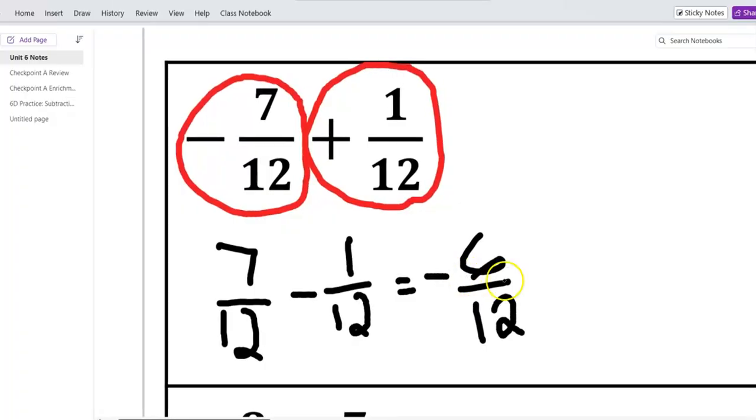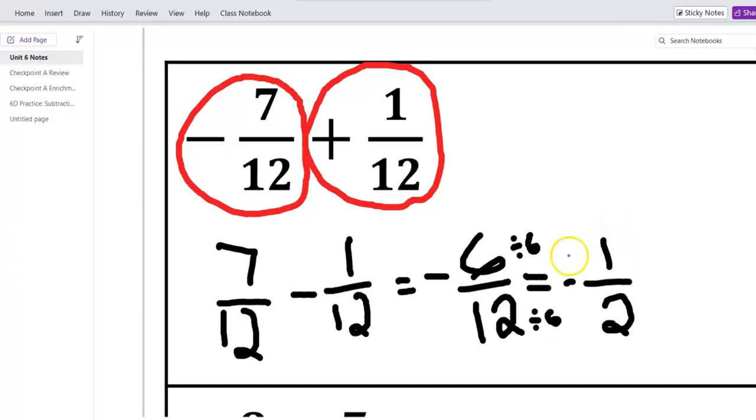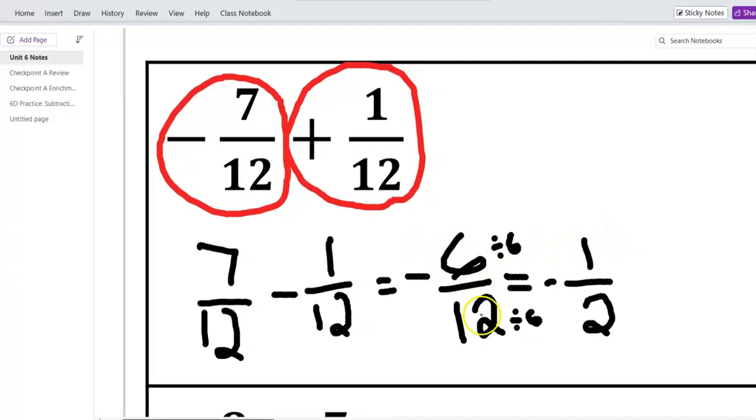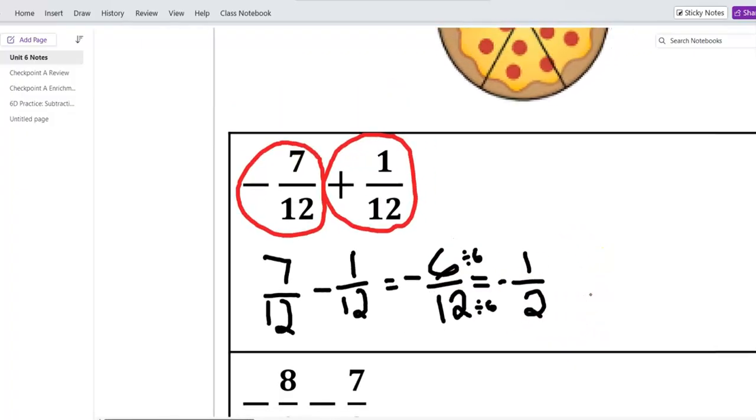So this will be a negative 6/12, which we can reduce by dividing them both by 6, dividing the top and bottom by 6. And that would give us negative 1/2. You must reduce all of your answers or else you will be incorrect. So negative 6/12 would not be given full credit. Negative 1/2 is full credit.